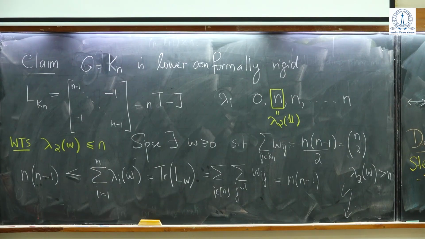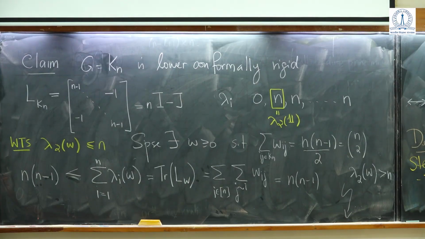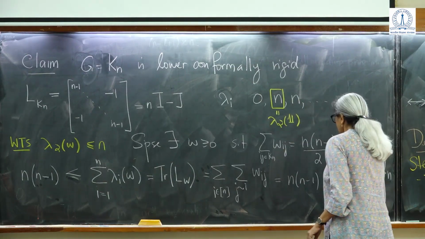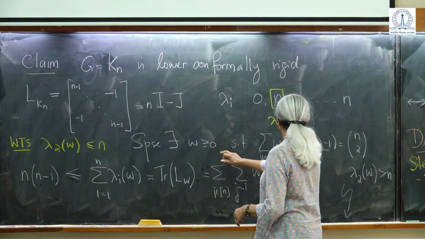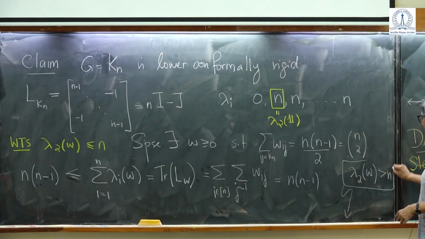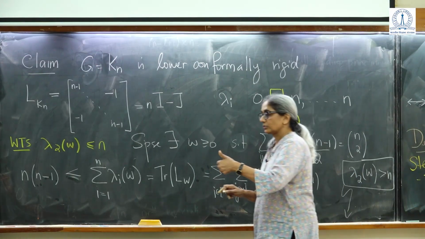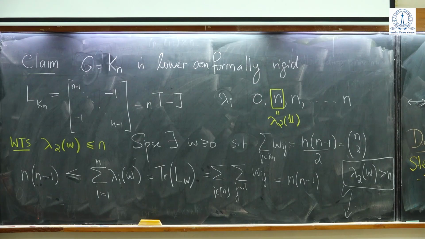How do you get the first inequality? Okay. So the eigenvalues are these, right? So what is happening? We are supposing that there is a weight where lambda 2 of that weight is bigger than n. So that means lambda 2 is bigger than n, and lambda 3 is also bigger than n, because lambda 3 is bigger than lambda 2. Lambda 3 definitely exists.